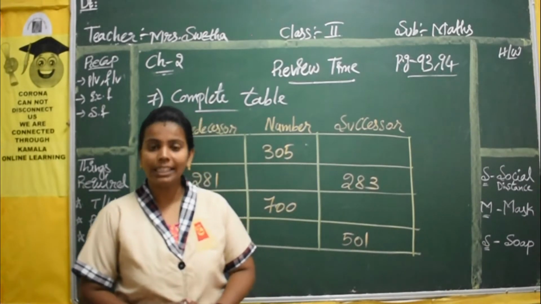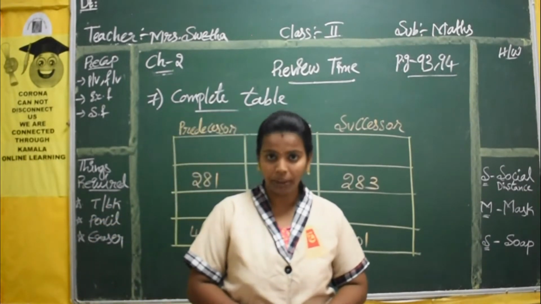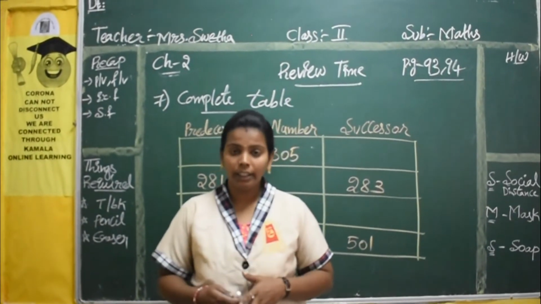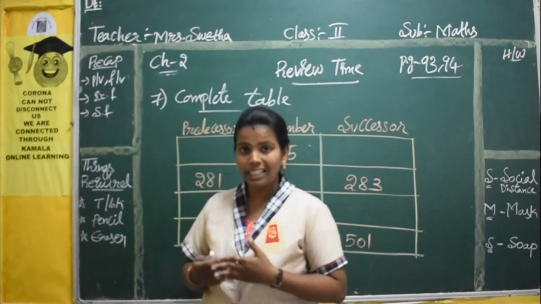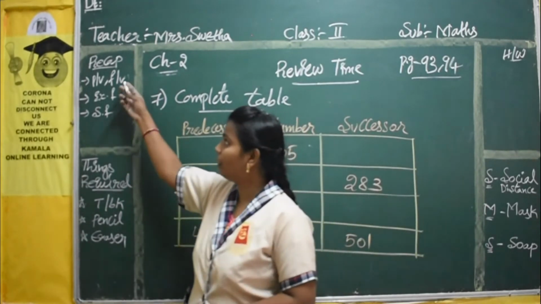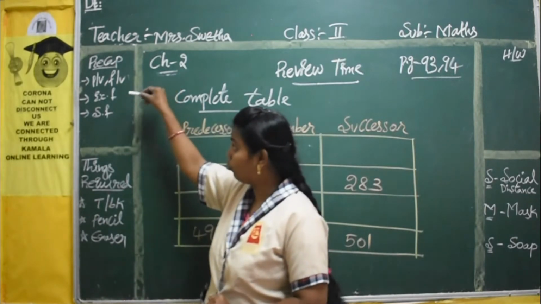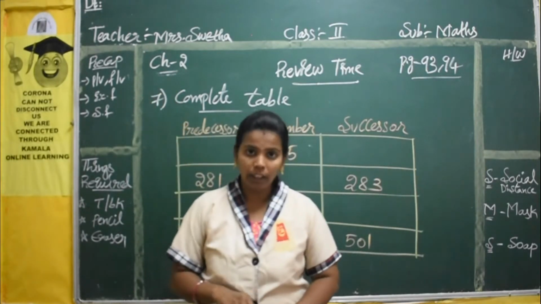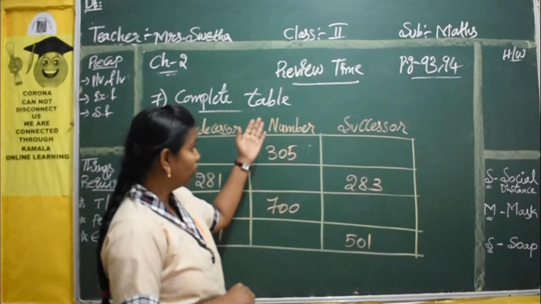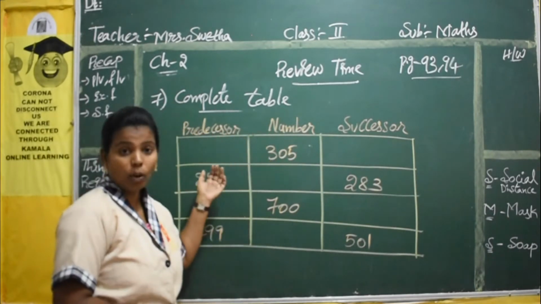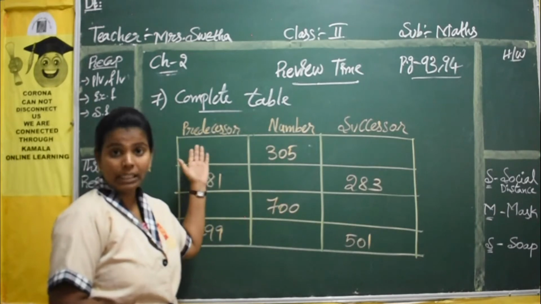In the previous class, we started our review time. In that review time also, we completed a few bits. In the previous exercise, we did the face value of numbers, expanded form, and standard form. Today we are going to do the predecessor and successor of numbers, and between.